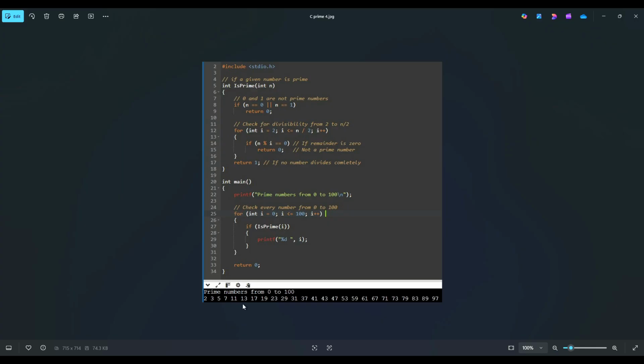Then for 7, the loop goes like this. It checks whether it is a prime or composite number, and if it is a prime number it prints here, up to 100. Then it returns from the main function. So this is how we can find the prime numbers using a C function.